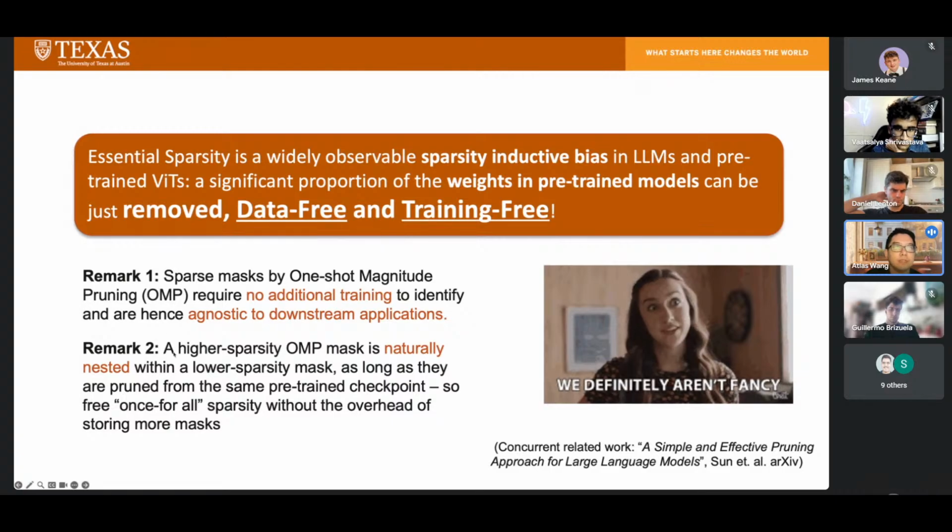And remark two is, if for some reason you wanted to strike a trade-off between sparsity and performance, you could store multiple masks at different sparsity ratios. However, because one-shot pruning removes elements by the ranking of their weight magnitude, the high sparsity mask is naturally nested with a low sparsity mask. So they are all nested within each other in a sequence, as long as they're pruned from the same pre-trained checkpoint. Essentially, we can easily achieve trivial once-for-all sparsity without the overhead of storing multiple masks.